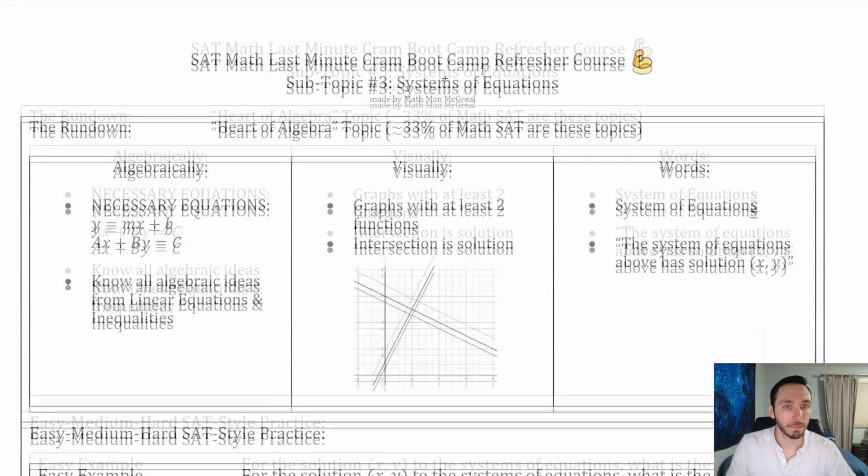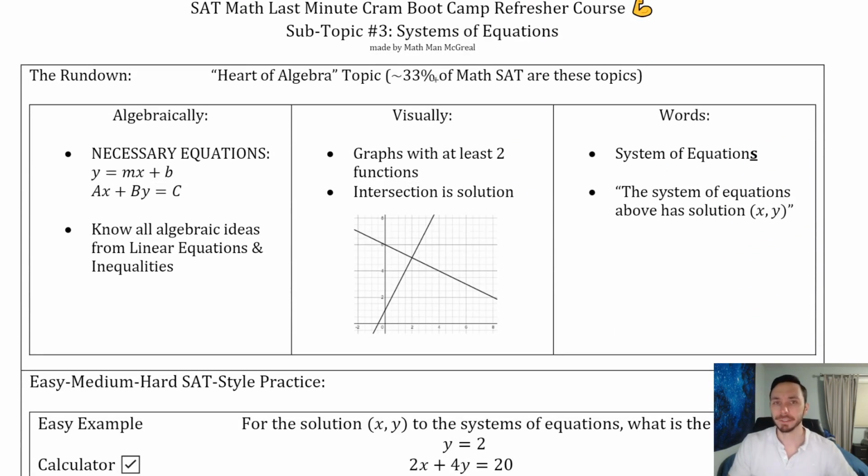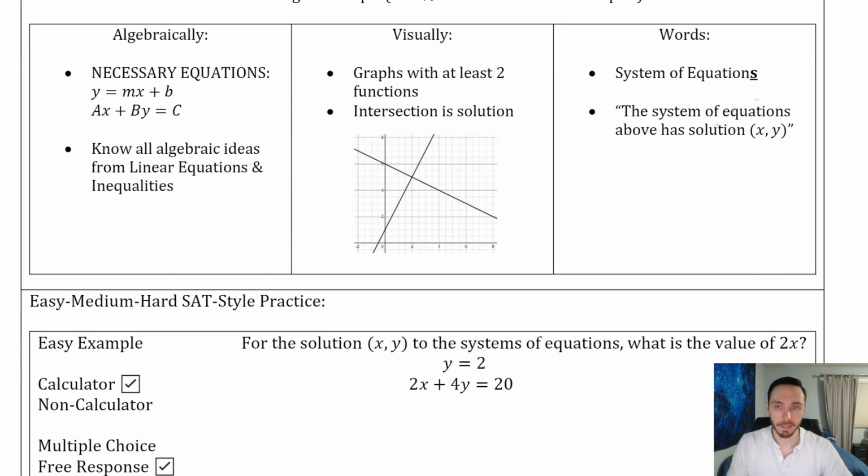Okay, so next one being systems of equations. Another heart of algebra. Still need to know an equation of a line, still need to know standard form, and know that a solution to a system is where they intersect. And you might see some language like, okay, the system of equations above has solution x comma y. So this language is pretty common on the SAT, just to prompt you like, hey, by the way, you're about to do a systems problem.